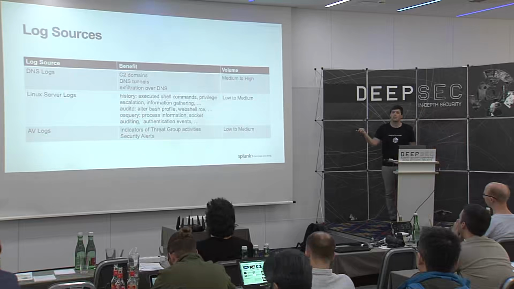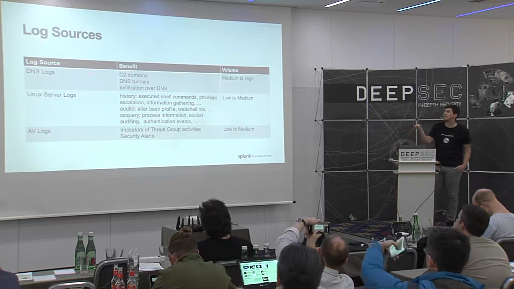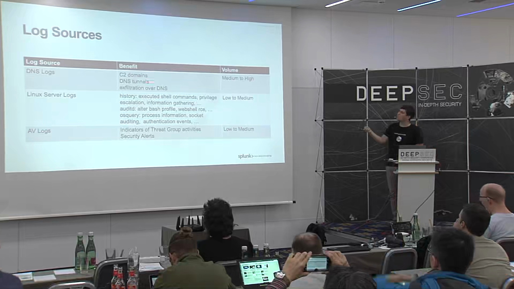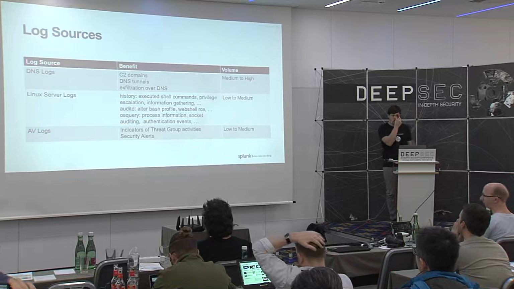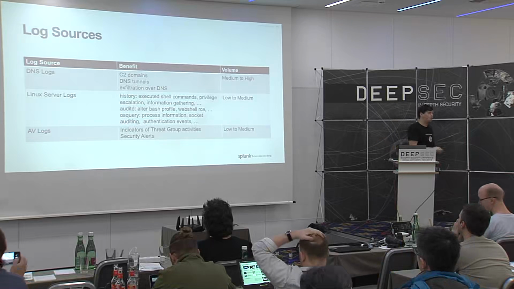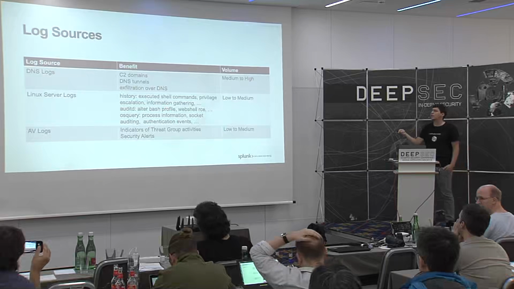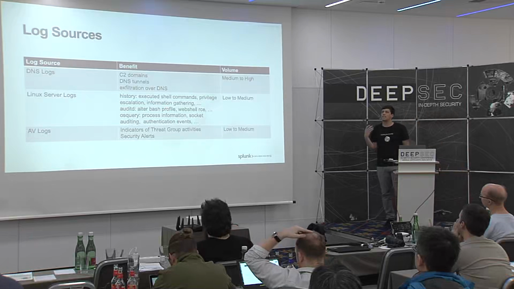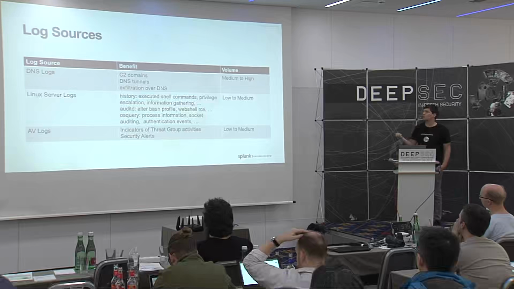Then we have DNS logs. You see the command and control domains. You see DNS channels. You see exfiltration over DNS, we already talked about that. Then we have the Linux server logs. Depending on your environment, you can get the history logs, showing what commands were executed. With the proper auditd configuration, you can get a lot of good alarms for it.